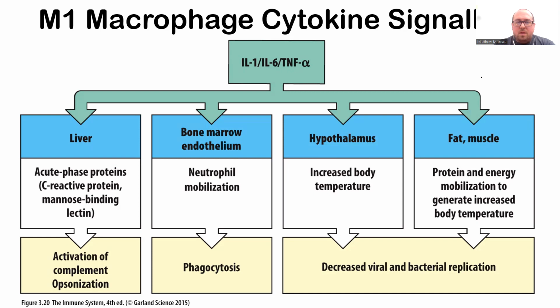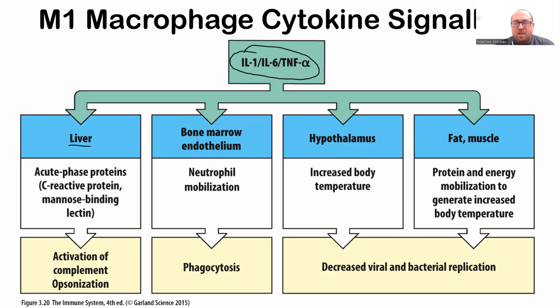So for macrophages that are activated, especially when they turn into M1s, they start secreting cytokines as they're killing bacteria or viruses or whatever. And the first 3 cytokines that they secrete are IL-1, IL-6, and TNF-alpha. These proteins work in a triumvirate to do a lot of different things, but the biggest things that they do are the following.